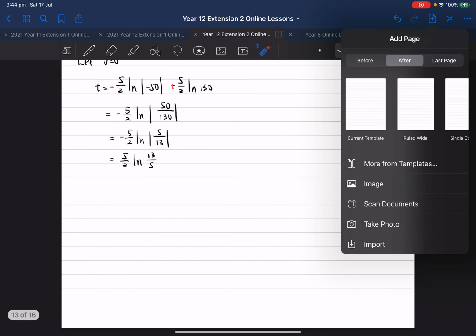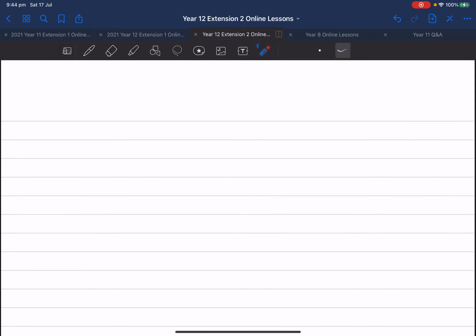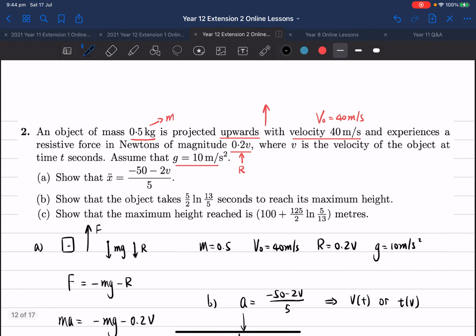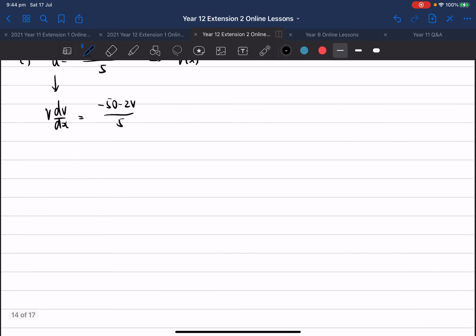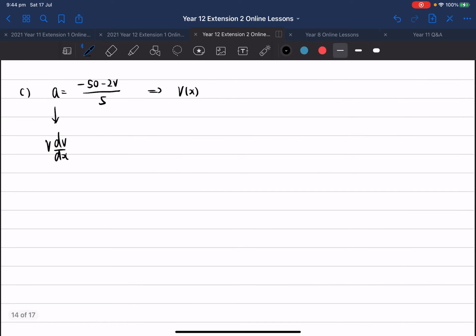So I'm just going to do it again. Next page. All right, so question C. We know that acceleration is equal to minus 50 minus 2v over 5. We need to change that into the Vx equation, so we do v dv over dx. Let's hope I'm not going to make any mistake here. Continue the process: v dv over dx is minus 50 minus 2v over 5.